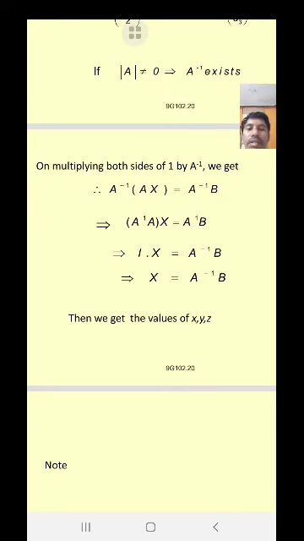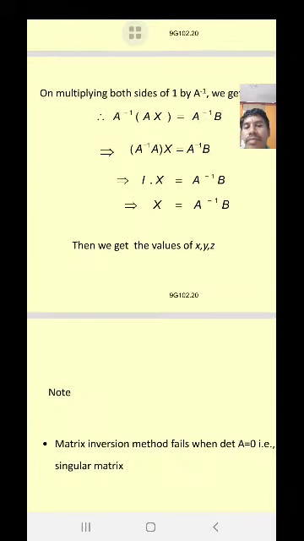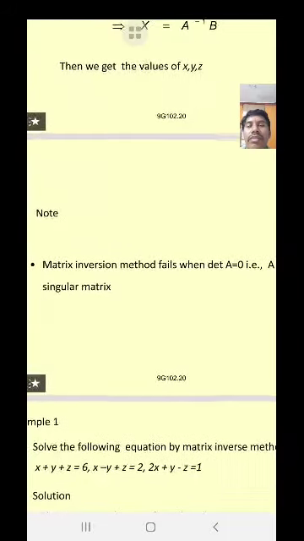Here X means the X matrix, so X equals A inverse B. This is the formula to find the values of the variables x, y, z. A we know, the matrix, and A inverse is not given, so we have to find A inverse. In previous classes, we already learned how to find A inverse. After A inverse, we multiply with matrix B, then we will get X. See how to do it.